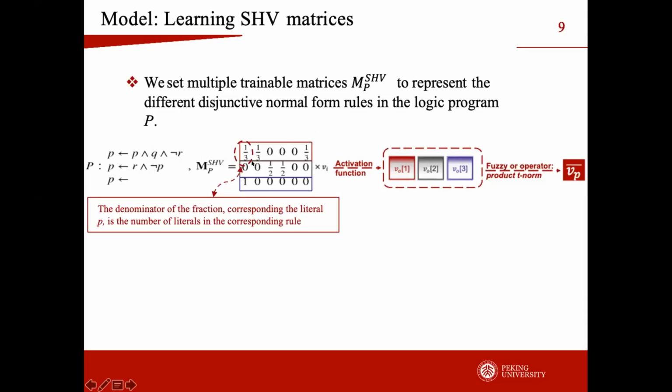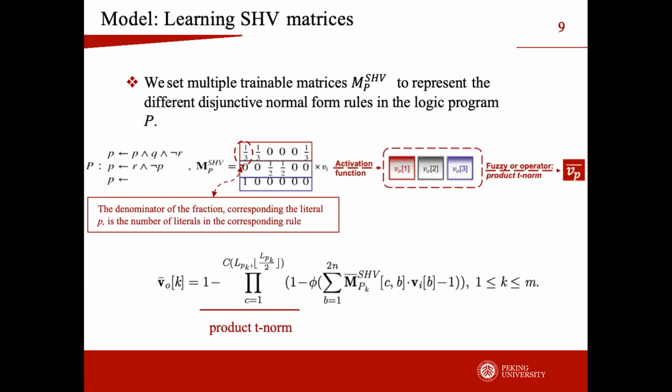So we just set the denominator of the function corresponding to the literal P as the number of literals in the corresponding rule. We use this kind of embedding and the product of the input interpretation after the activation function we defined before, the fine function, and we got 3 different output values for variable P. In the logic program, the Boolean value of variable P after the fuzzy OR operator, we got the final Boolean value for the variable P.